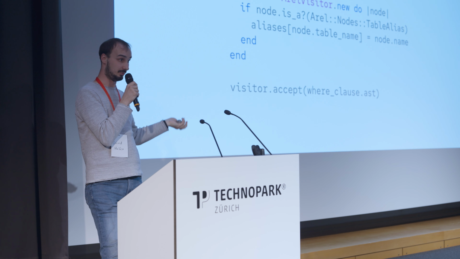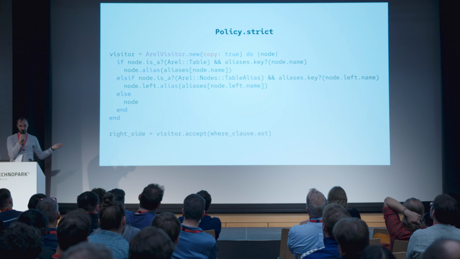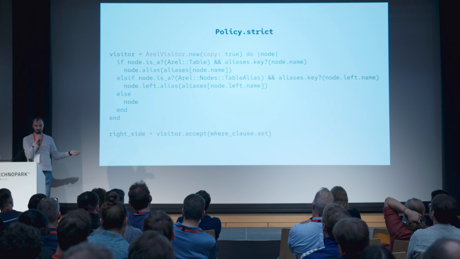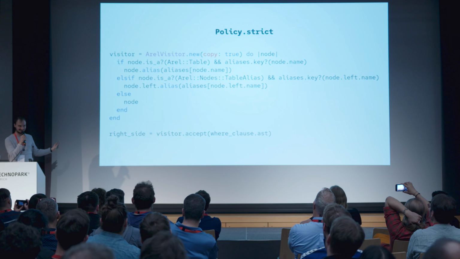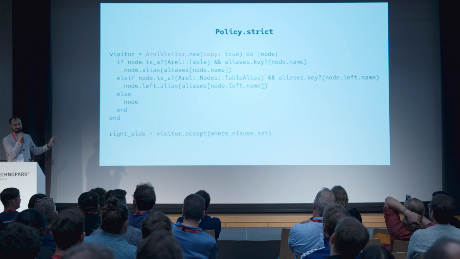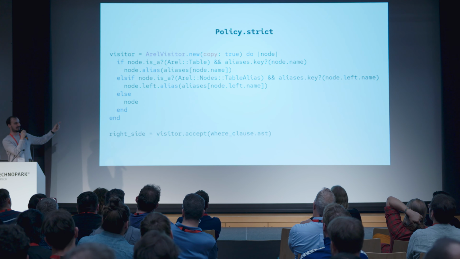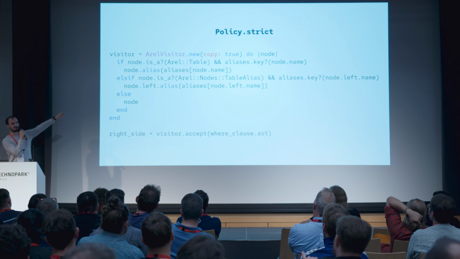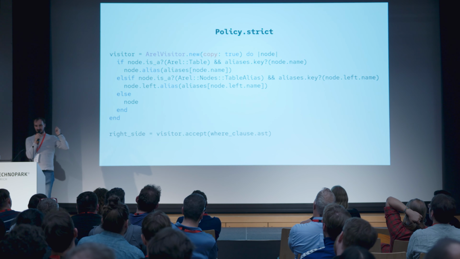This is the left side, which gives us the list of aliases. And on the right side, with the policy strict, we do the same thing, but we modify the nodes. This is the wrong part. You shouldn't do that. But I haven't found anything better. And actually, if you modify the nodes, they are cached, so you actually have to copy them to not mess things up in your code base. So you have to create a new tree.